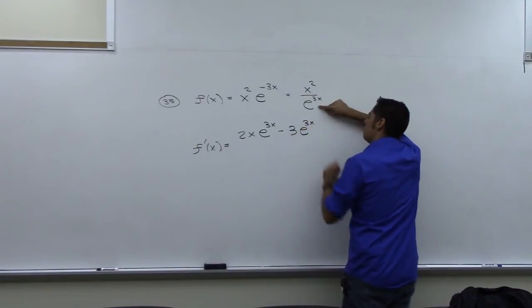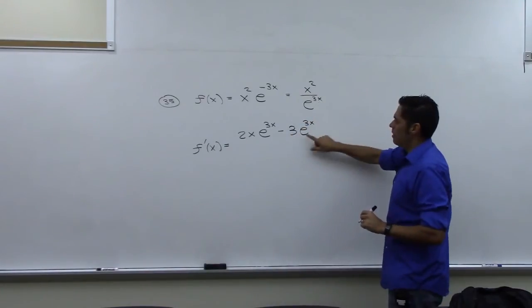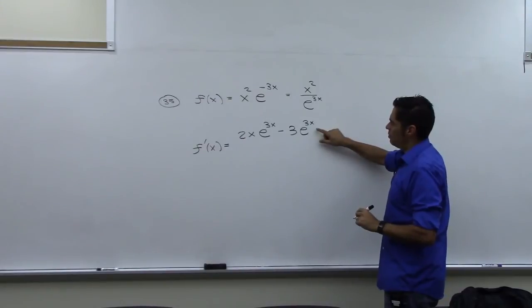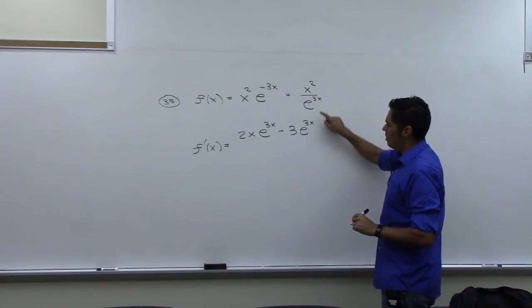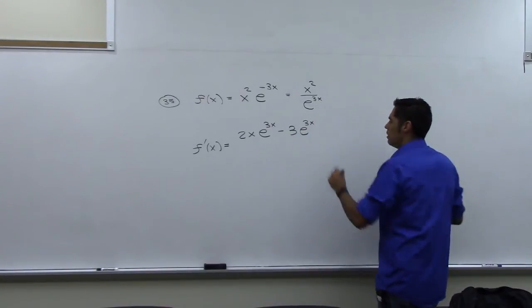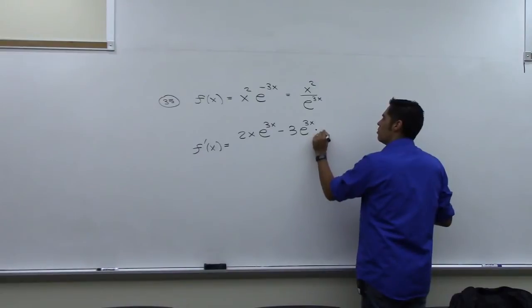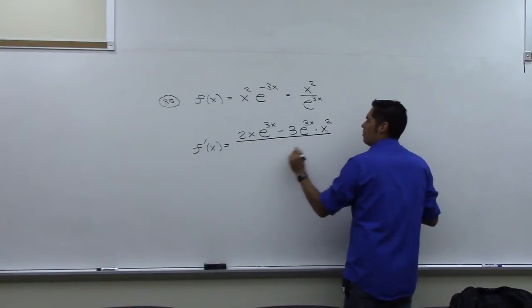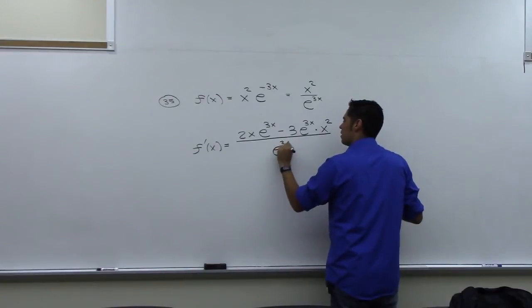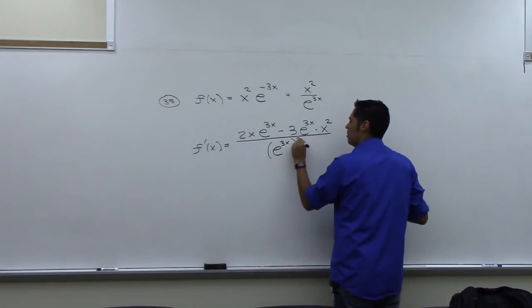So why is the derivative of e to the 3x 3e to the 3x? Well, I hope you know. It's chain rule on that. Derivative of e to the 3x is itself times the derivative of what's up here, which is 3, but I put it out in front. And then finish off the quotient rule times the top all over the bottom squared, e to the 3x, that entire quantity squared.